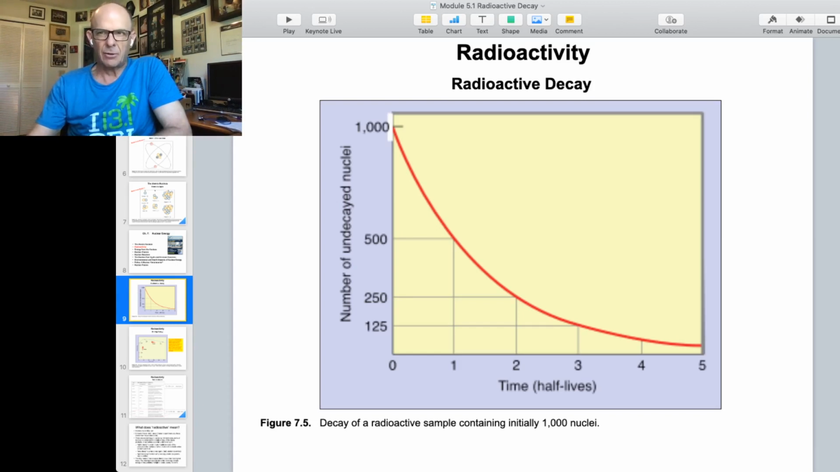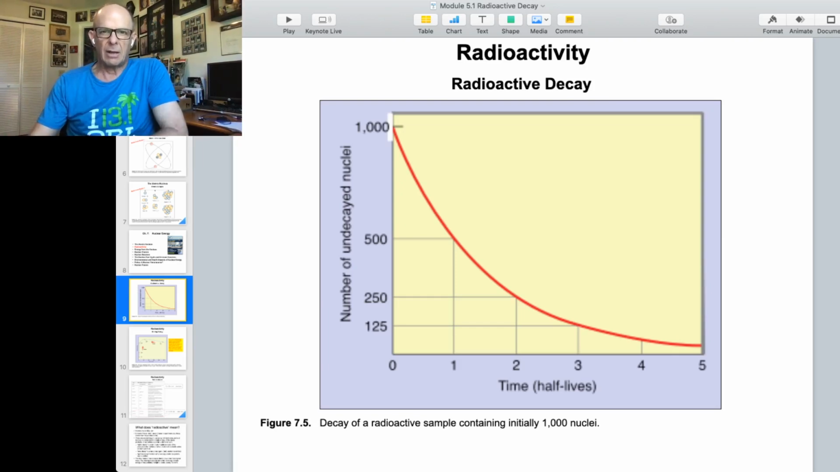And so the half-life, I went through that deliberately here, and it's using the same numbers that you see on this graph. And what you see in this graph, the red curve is showing the number of undecayed nuclei as a function of time from your original sample.